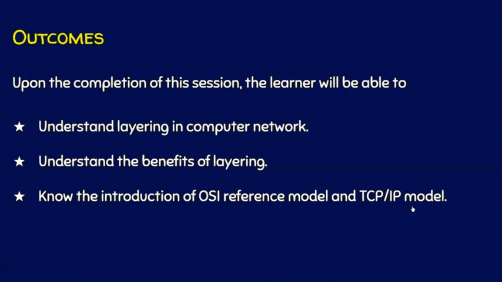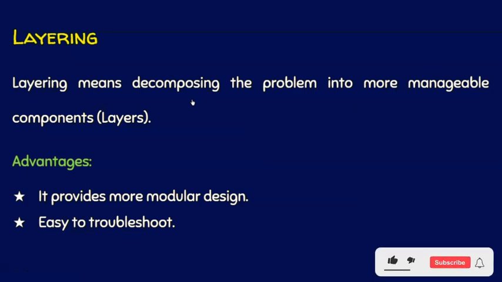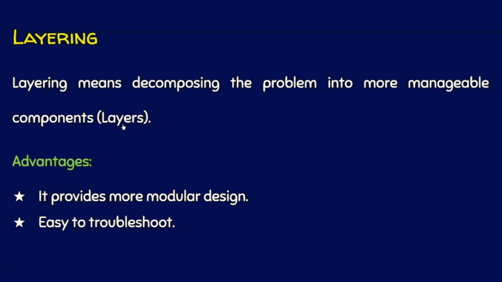We will now see what is layering. Layering means decomposing the problem into more manageable components or layers. Decomposing means breaking the big problem into smaller problems. For example, if we are supposed to solve a big problem, instead of solving it at once, we can break that big problem into smaller problems. If we solve all smaller problems, obviously the big problem is solved. So layering means decomposing the problem into more manageable components or layers, which has two advantages.